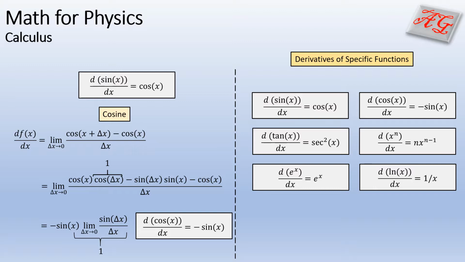The derivative of x to the power of n with respect to x is n times x to the n minus 1. The derivative of the Euler number to the power of x with respect to x is itself. The Euler number is commonly known as e. And the derivative of the natural logarithm of x with respect to x is 1 over x. So just remember that the natural logarithm is the logarithm in base e. So the natural logarithm of e is 1.